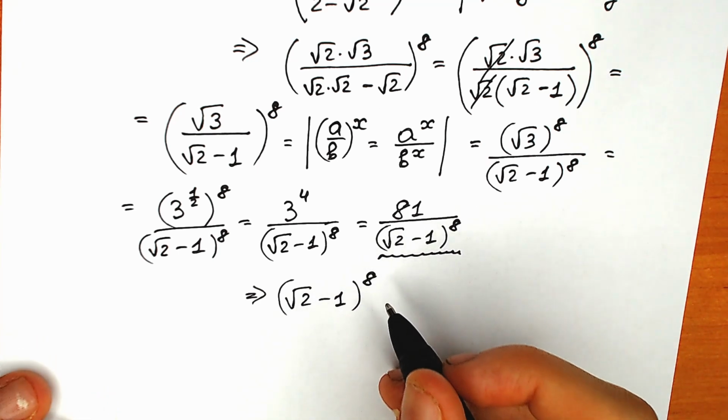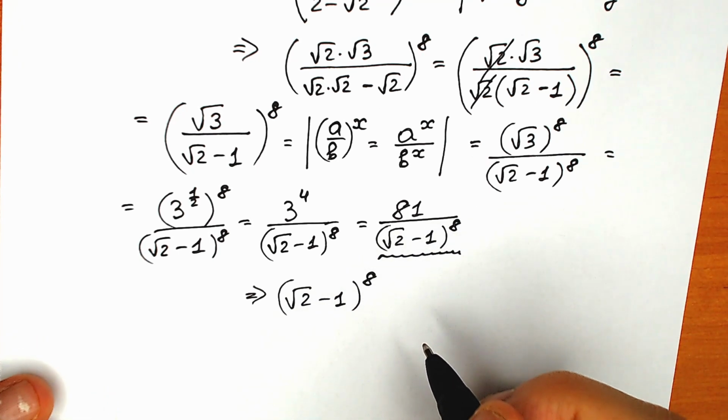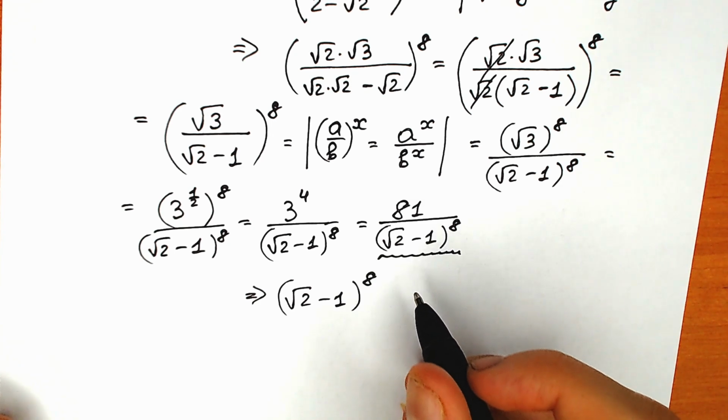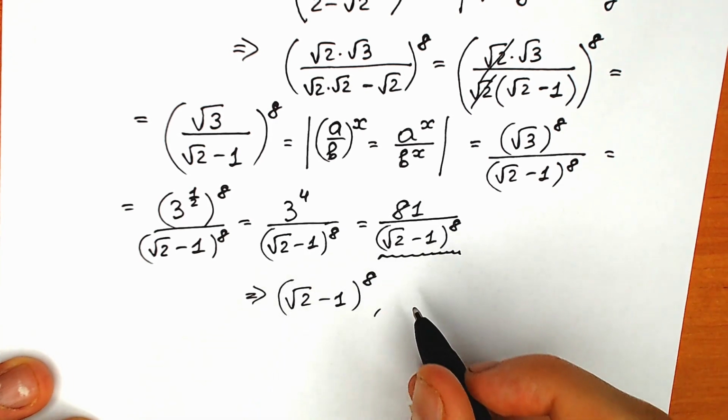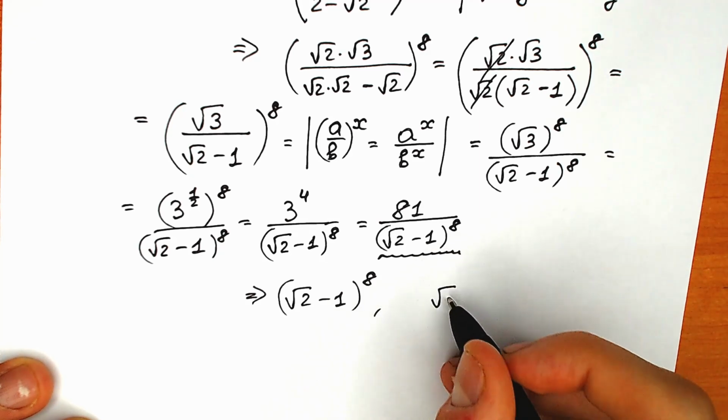How can we find this expression? There are a lot of approaches, but the first one I suggest is this one. Let's call this expression inside, square root of 2 minus 1, for example.